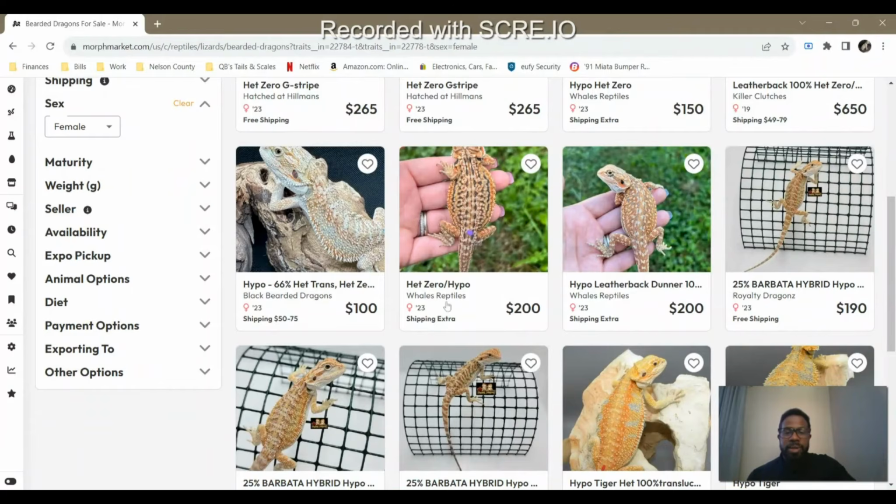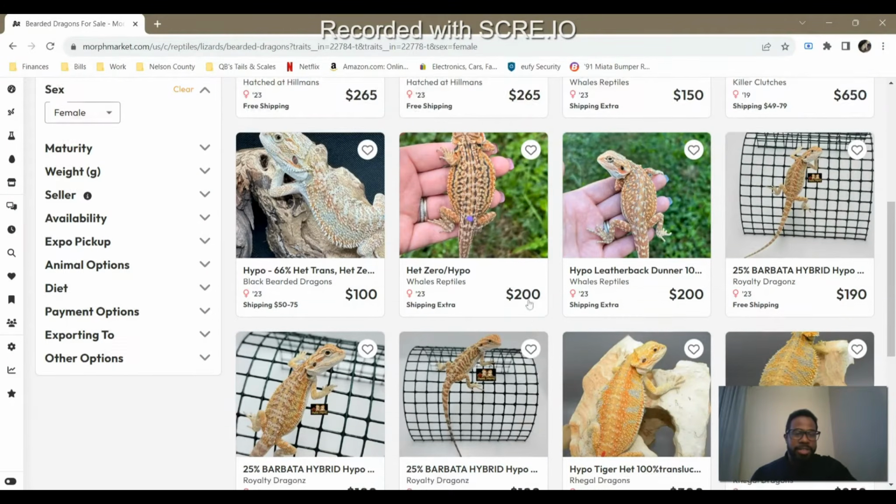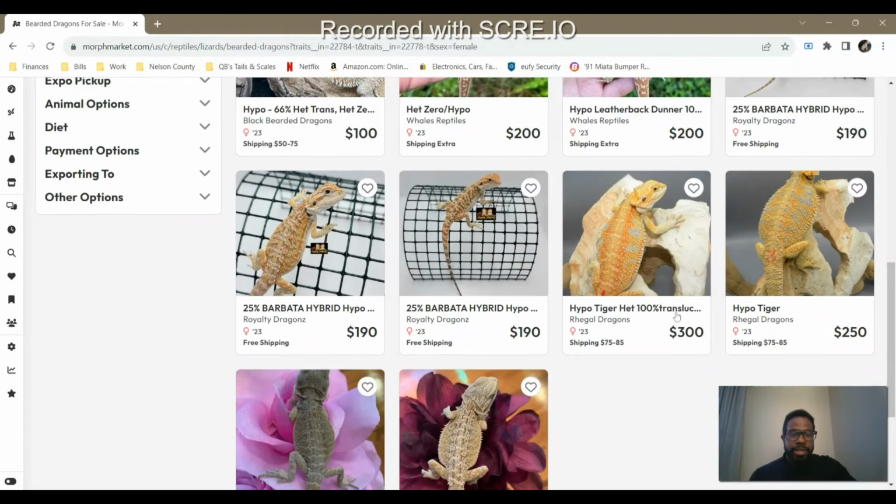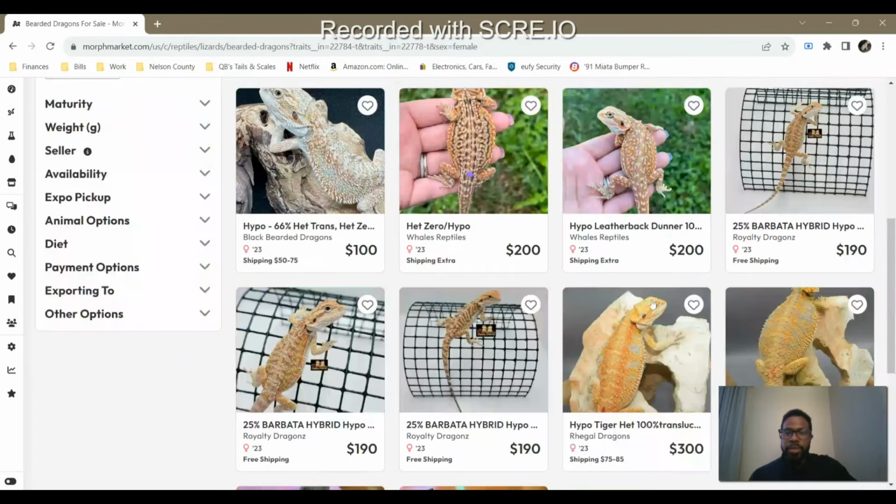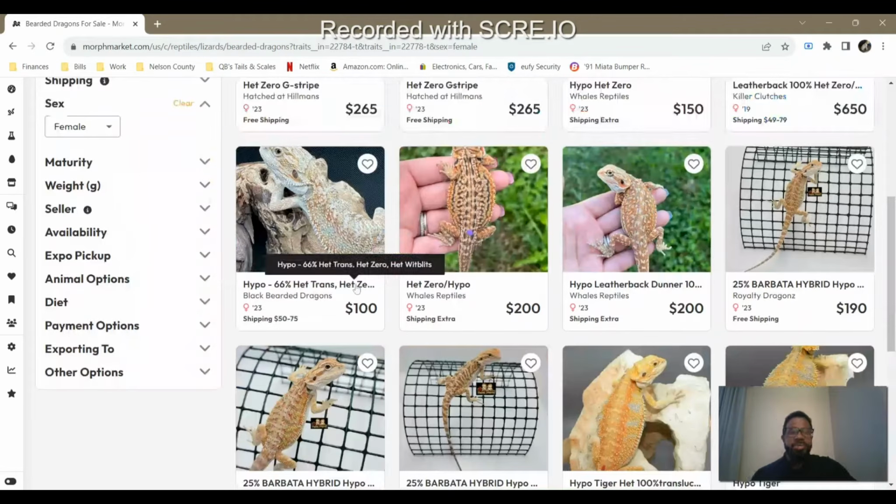So obviously you don't want to get another one from this person, because that's where the male's coming from. But here's one, this one's a little bit bigger. This one's a little bit bigger. So it really just depends. This one is listed as het zero, but I've looked at this one. This one's 66% het zero.